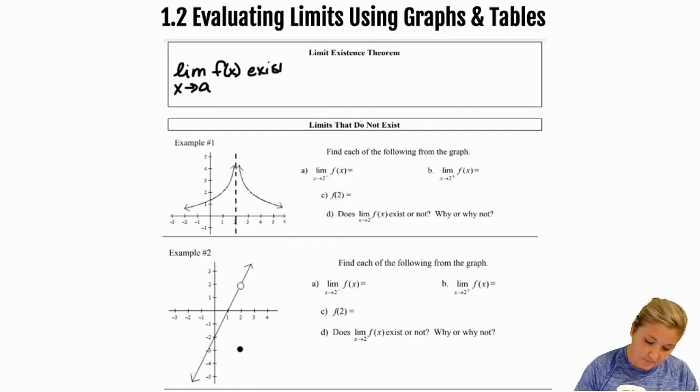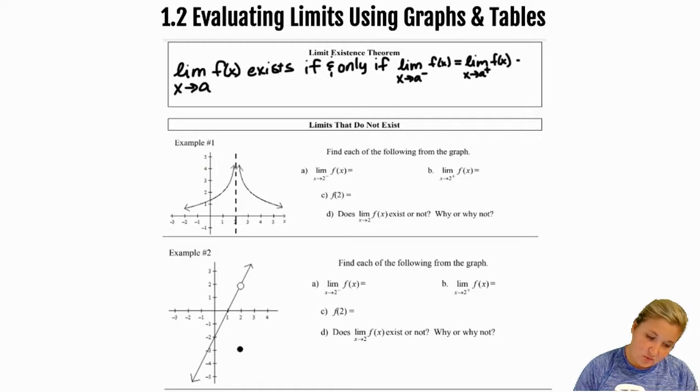exists if and only if the limit as x approaches a from the left of f of x is equal to the limit as x approaches a from the right of f of x, which is equal to b, where b is any real number.